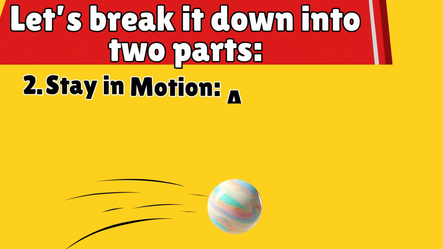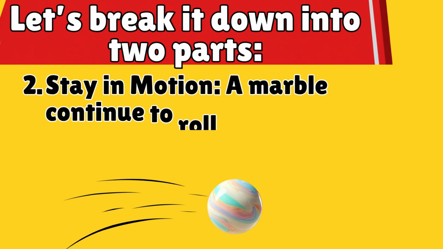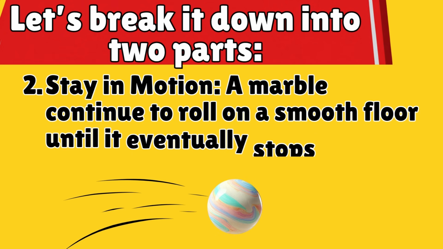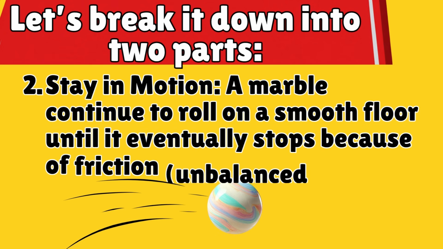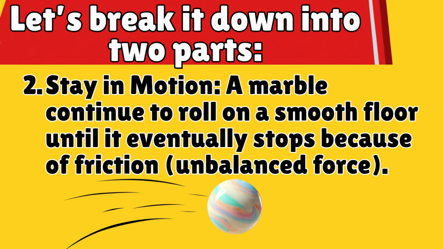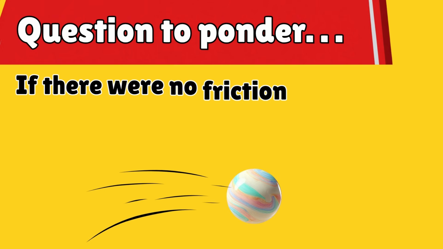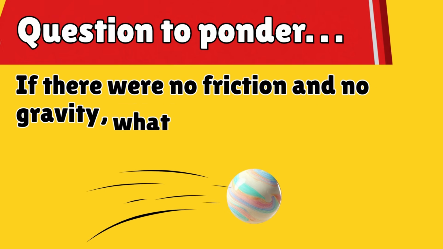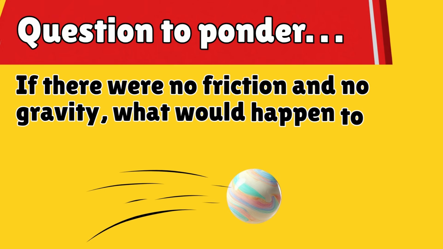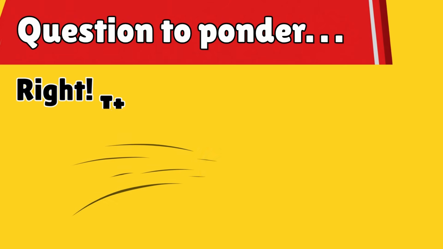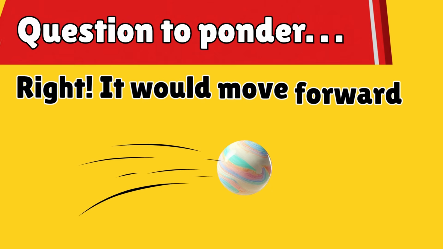Second, an object stays in motion. A marble continues to roll on a smooth floor until it eventually stops because of friction. That is the unbalanced force. Now, we have a question to ponder. If there were no friction and no gravity, meaning there's no unbalanced force, what would happen to the movement of the marble? Right, it would move forward forever.